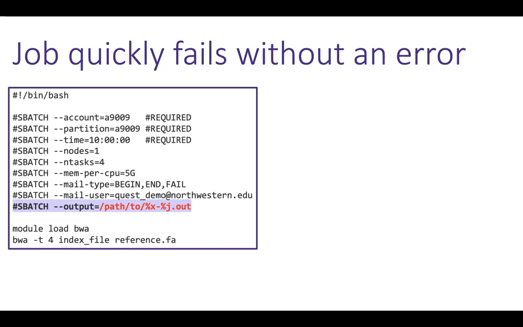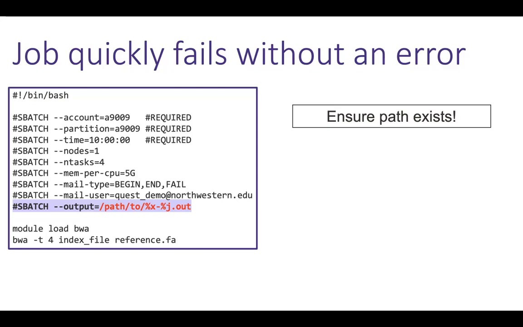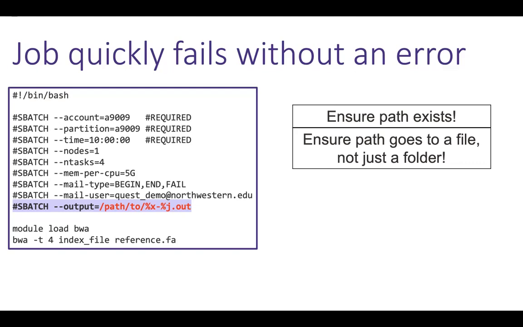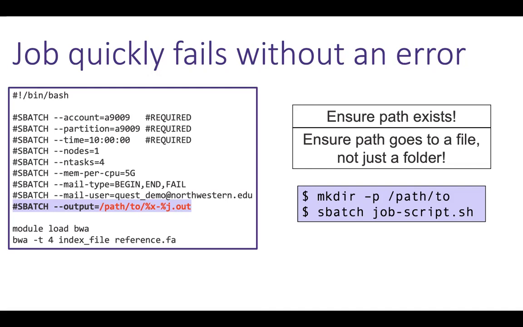One common issue that causes this behavior is incorrectly specifying the output and/or error options. Both options require a path to a named file. If that path doesn't exist, or if it only leads to a directory instead of a file, this fatal error will occur and your job will fail immediately. Before submitting a job, you can run the make directory command with the -p flag, ensuring that the directory is made only if it doesn't already exist. This will ensure that Slurm can find the desired directory path to your standard output or error.